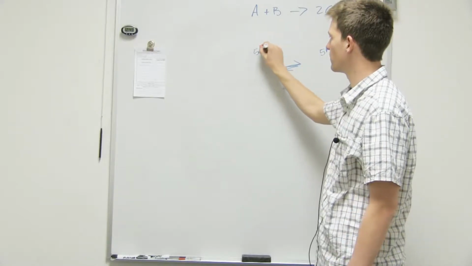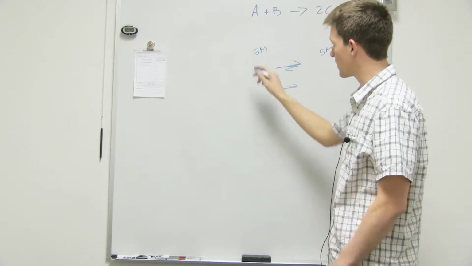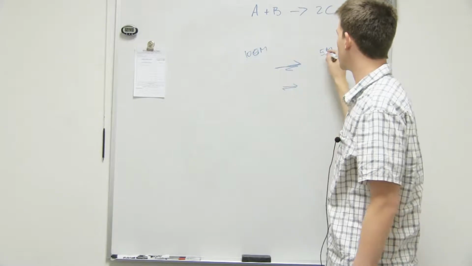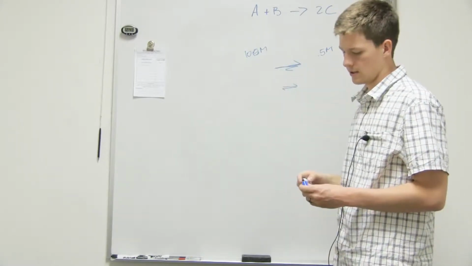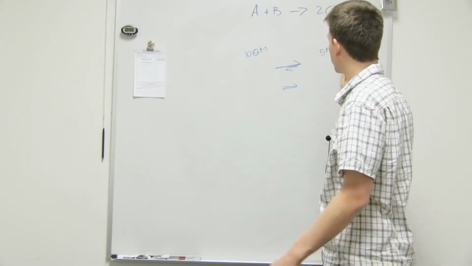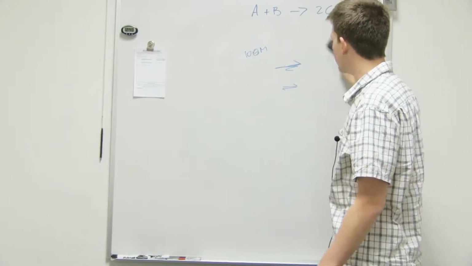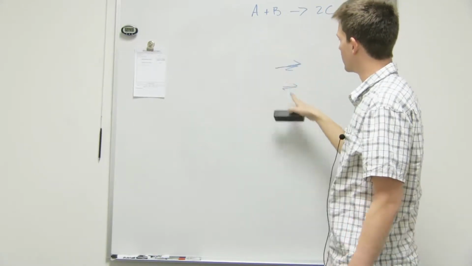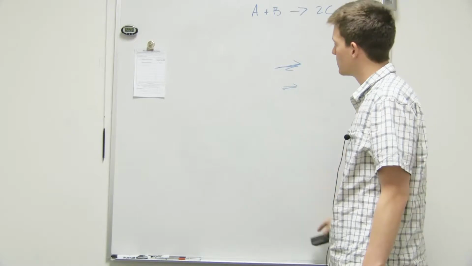But it doesn't mean we have equal concentration, like 5M over here and 5M over here. It could be like 100 versus like 0.5. It just depends on your reaction. But it's just the same rate that it's going back and forth.